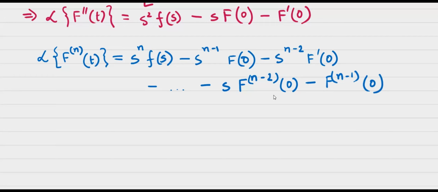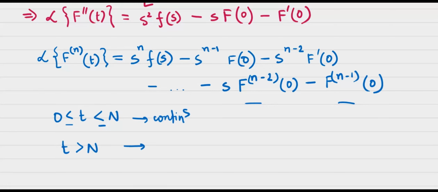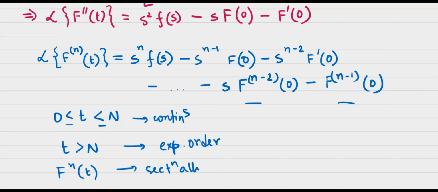And of course the conditions related to the existence of this formula are subject to the fact that all these derivatives are continuous, and continuous in some domain which is 0 to n. So here they are continuous, and after n they are of some exponential order, and of course f n of t has to be sectionally continuous. So in the next video I'm going to show you some examples related to this formula.